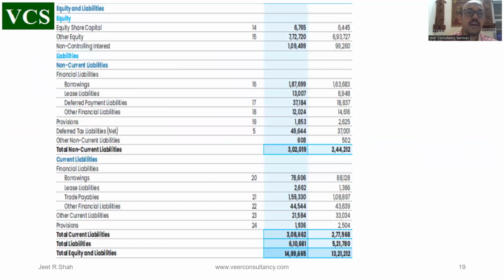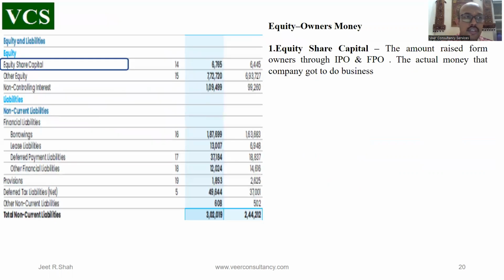As we move, now you can see over here that we have moved from the asset side to the liability side of it. Let us start with the first part, that is equity and liabilities. What is equity? We all know it's owner's money, घर का पैसा है. उसमें first part is equity share capital. Now, what is equity share capital? It is the amount that has actually been raised from the owners through either IPOs or FPOs. The actual money that the company got to do business from the owners.